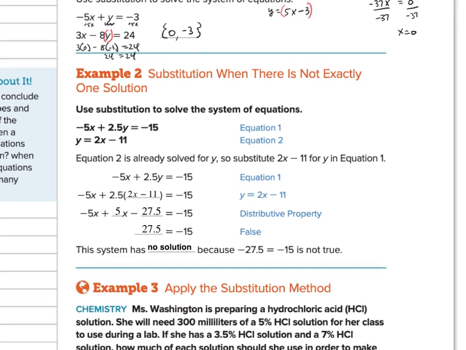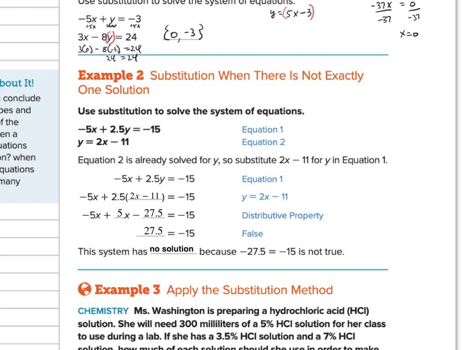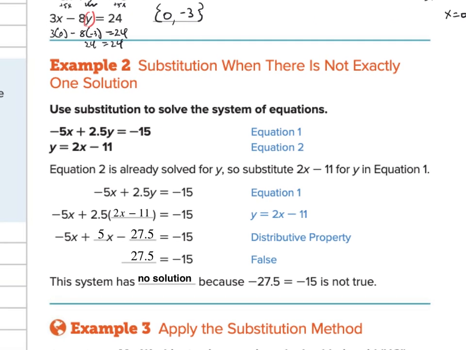Substitute when there is not exactly one solution. Well, let's see what that means. Use substitution to solve. So look, they've already identified one of the variables, so we can substitute that back in right here. So we take and we substitute the value of y in, and that's what they've done.